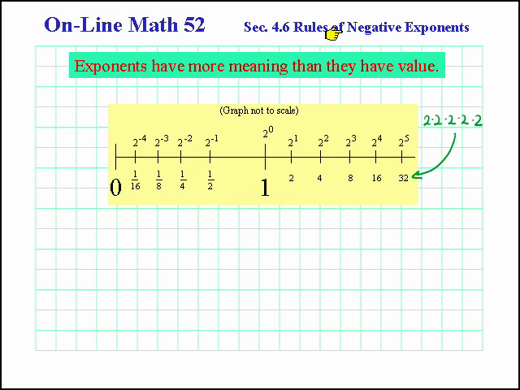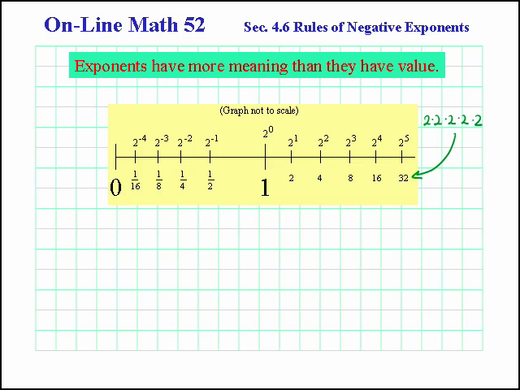Now, negative exponents. Look what we're getting into. 2 to the negative 1. It's 1/2. See, what's happening is we're dividing each by 2. You keep dividing by 2. Divide 2 by 2, you get 1. Divide 1 by 2, you get 1/2. Divide 1/2 by 2, we get 1/4. Divide that by 2, we get 1/8, and then 1/16. But look at the exponents. They're decreasing by 1. 5, 4, 3, 2, 1, 0, negative 1, negative 2, negative 3, negative 4.